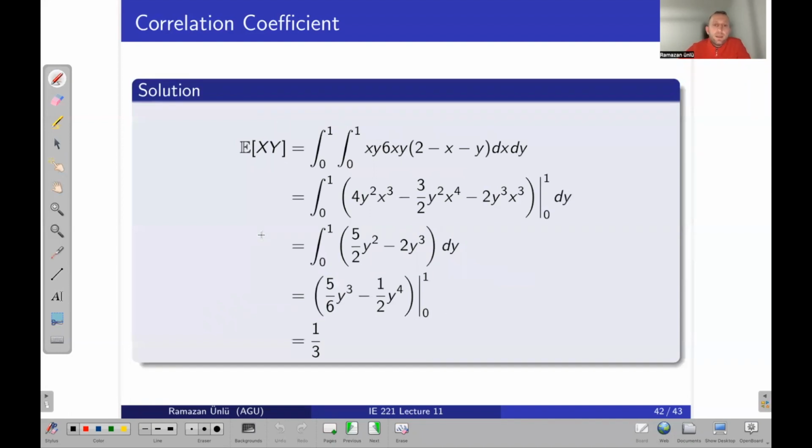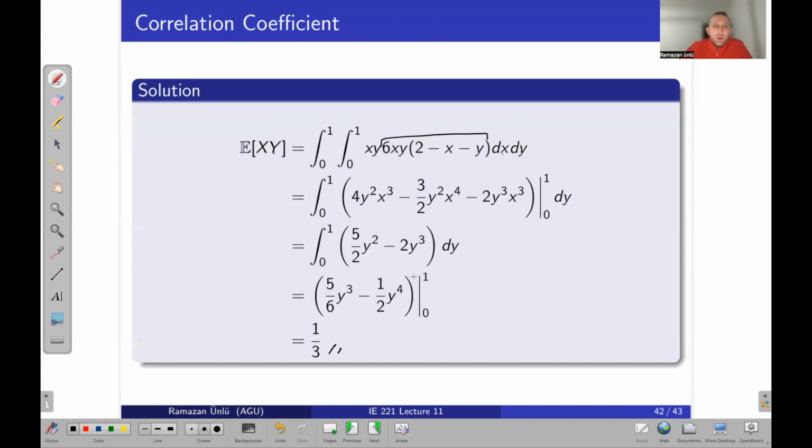And the last thing is we just need to calculate the expected value of x times y. So again, we can use the joint PDF, which is simply the double integration of x times y times the joint PDF with respect to dx and dy. If you make those multiplications and do the integrations, you will get 1 over 3. Okay, so we know that one.